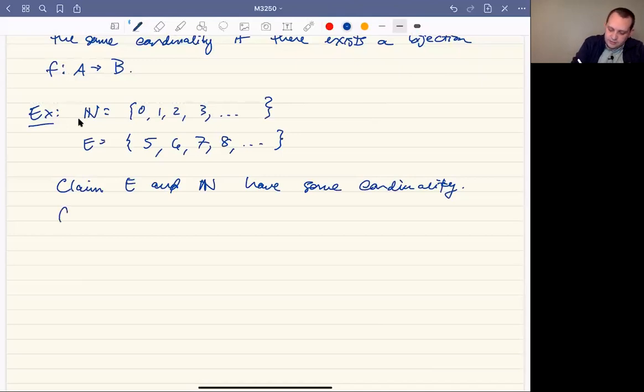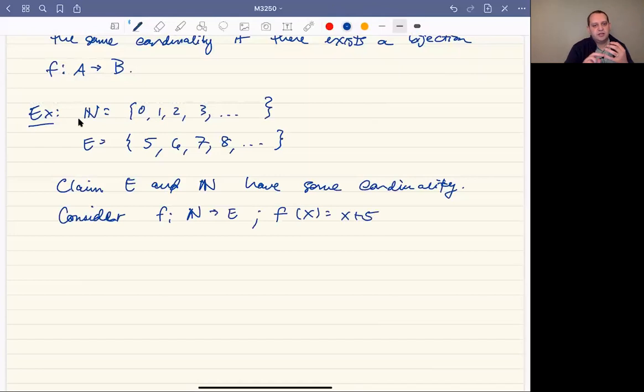Let's just consider the function f going from the natural numbers to E, where f of x is x plus 5. You can check that that's clearly a bijection. It's clearly 1-to-1 and onto. I think 1-to-oneness is straightforward. Onto-ness is a little bit harder to justify, but it's not hard. You want to prove that every value in E is the image of something in N. I'll leave that to you to verify.